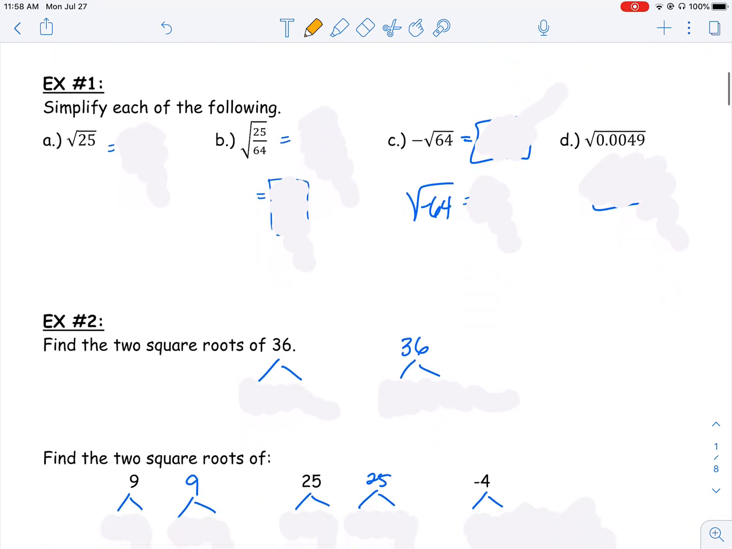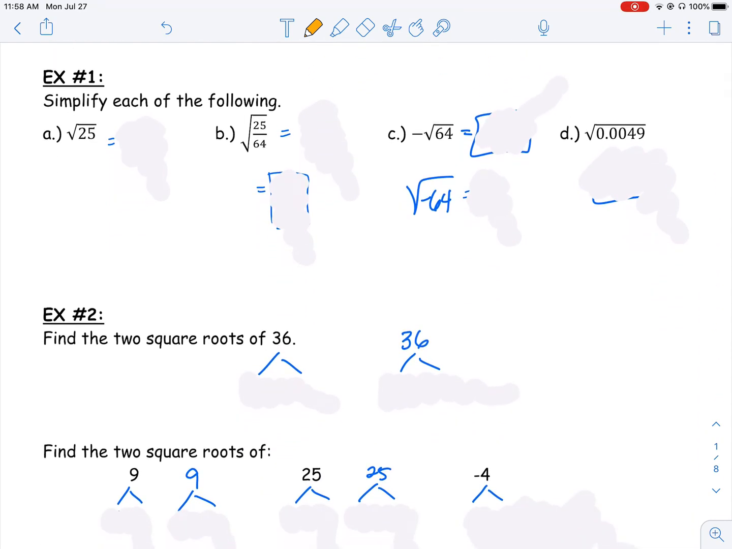So let's look at a few examples and see if we can simplify some of these square roots. It looks like in example number 1, it's asking us to simplify all different types of square root problems. The first one asks us to simplify the square root of 25. So what we're looking for is what number multiplied by itself gives us 25. Well, if you think about it, 5 times 5 is 25. So that means the square root of 25 is 5.